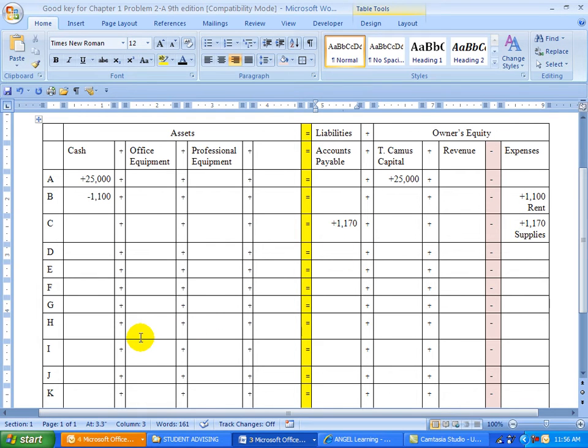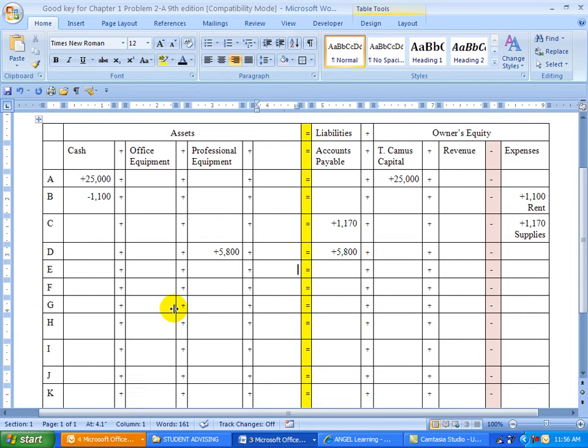Looking at letter D, we bought professional equipment on account for $5,800. So no cash is involved. Professional equipment is increasing. Before there was none recorded, now it's going to be going up by $5,800. And because we're buying something on account, we have to pay for it later. So it's going into accounts payable, and that will increase the amount that we owe. So we have a plus on the left and a plus on the right. So our equation is in balance.